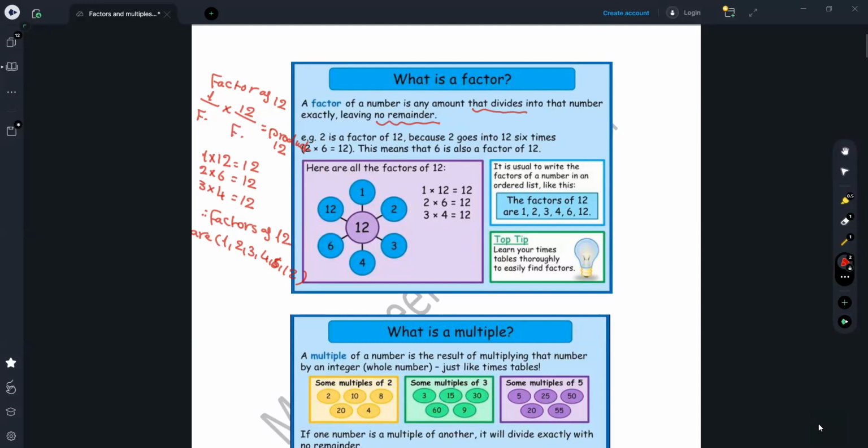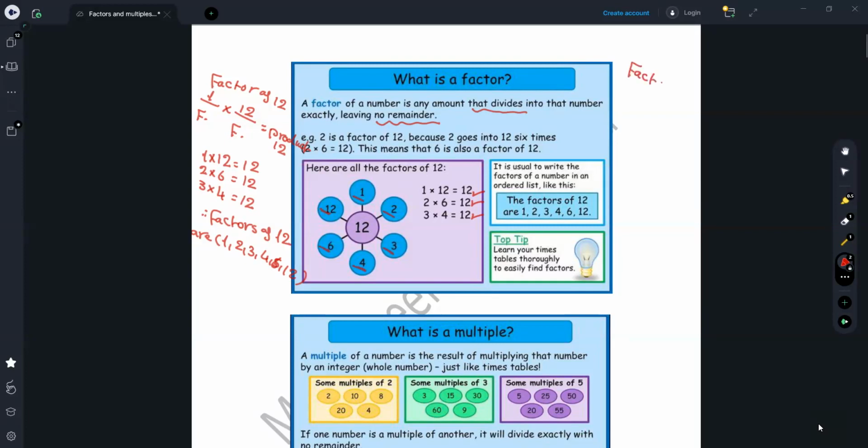We list here the pairs of factors. 1 multiply 12 equals 12. 2 multiply 6 equals 12. 3 multiply 4 equals 12. So the factors are 1, 2, 3, 4, 6, and 12. Okay, that is what factors are.